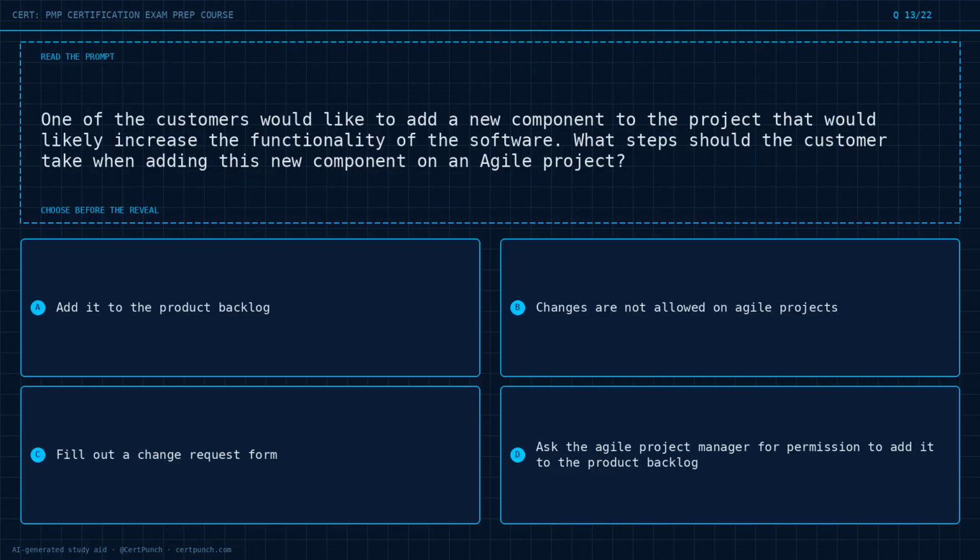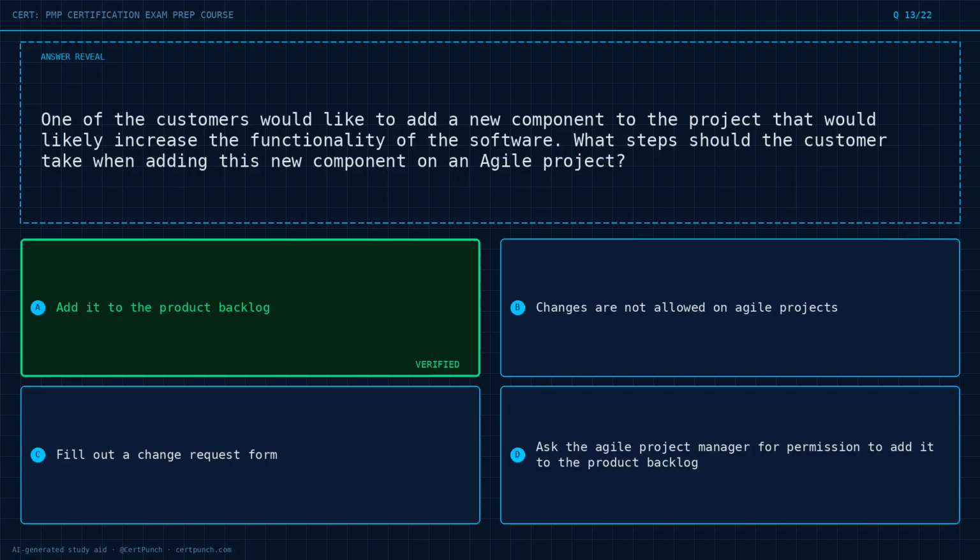Question 13 of 22. One of the customers would like to add a new component to the project that would likely increase the functionality of the software. What steps should the customer take when adding this new component on an agile project? Option A, add it to the product backlog. Option B, changes are not allowed on agile projects. Option C, fill out a change request form. Option D, ask the agile project manager for permission to add it to the product backlog. Choose the best answer before the reveal. Commit to it now.